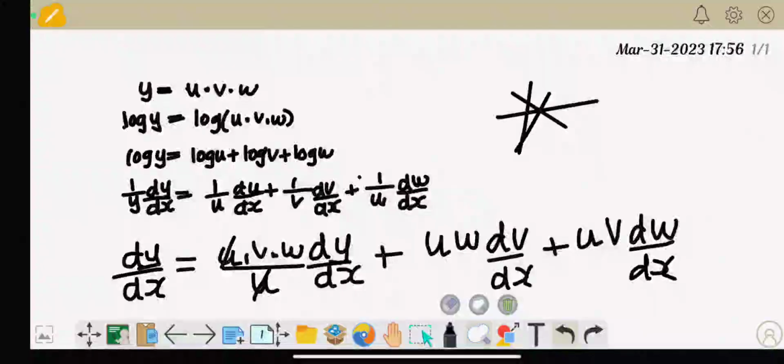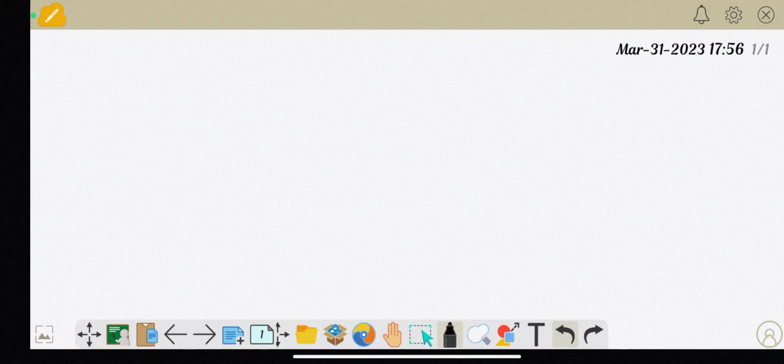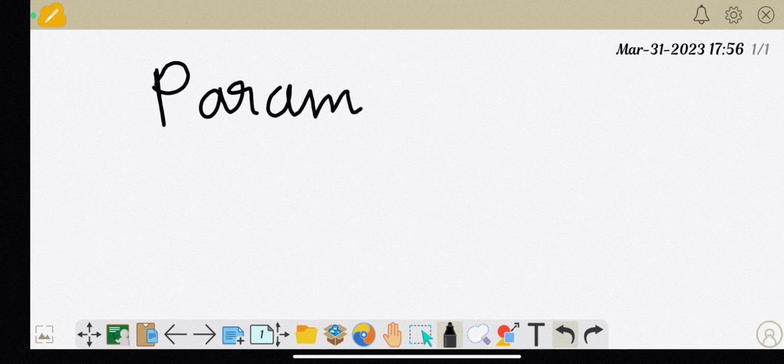Yeah. So, let's move to the next new concept, okay? So now our new concept is parametric form. Okay, differentiation of function in parametric form. So you have to understand what is parametric form.